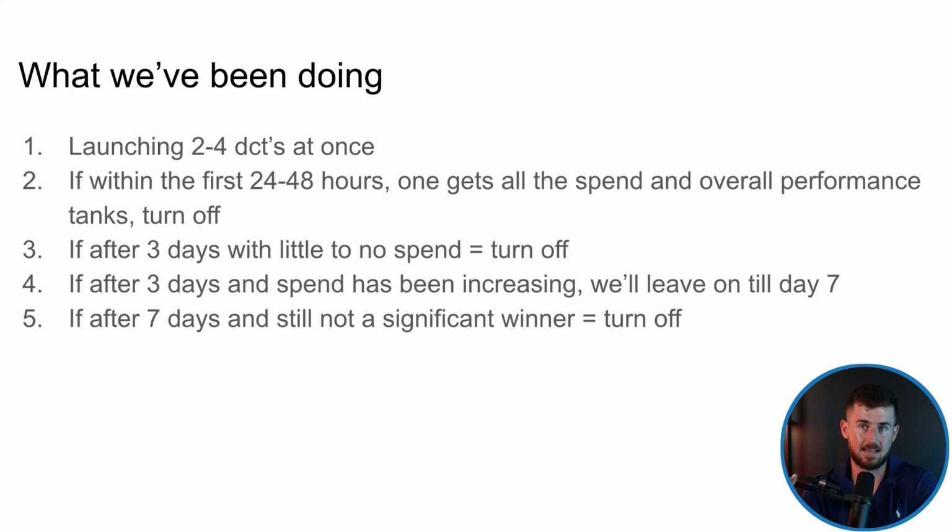And on day 7, if it's still not the majority of spin and there's no impact on the business at all, like dropping overall CPA to where we can spin more or something like that, then I'll just turn it off. And lastly, if after 7 days it's still not a significant winner, turn it off. So that's all we're doing.